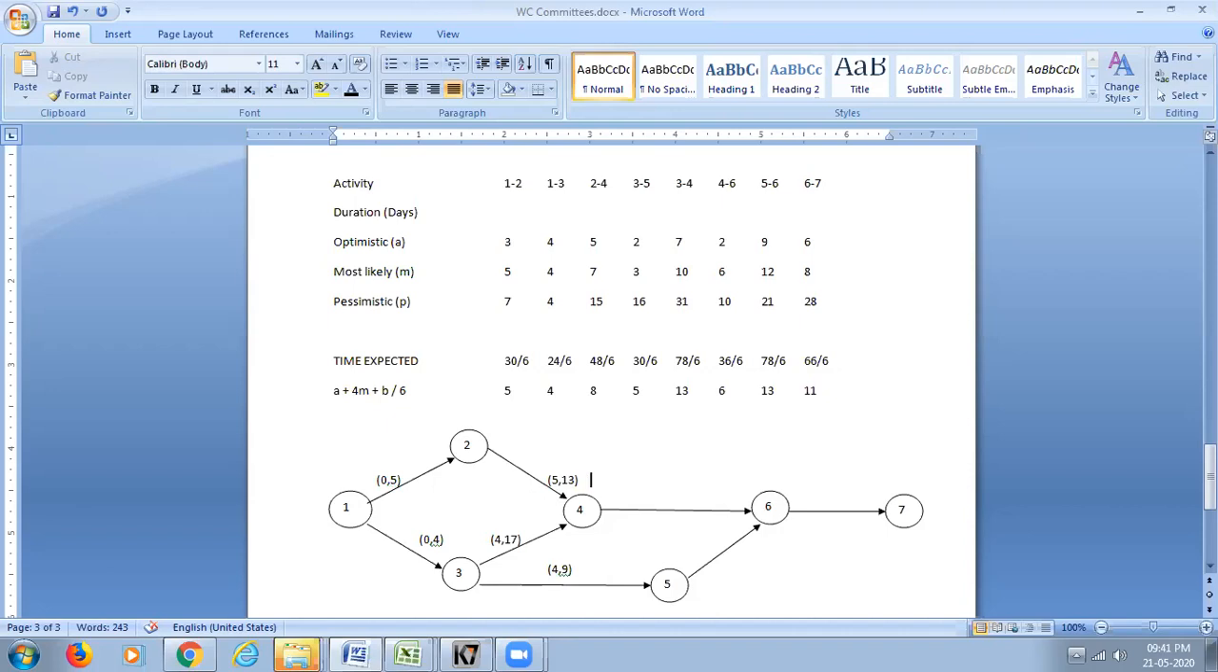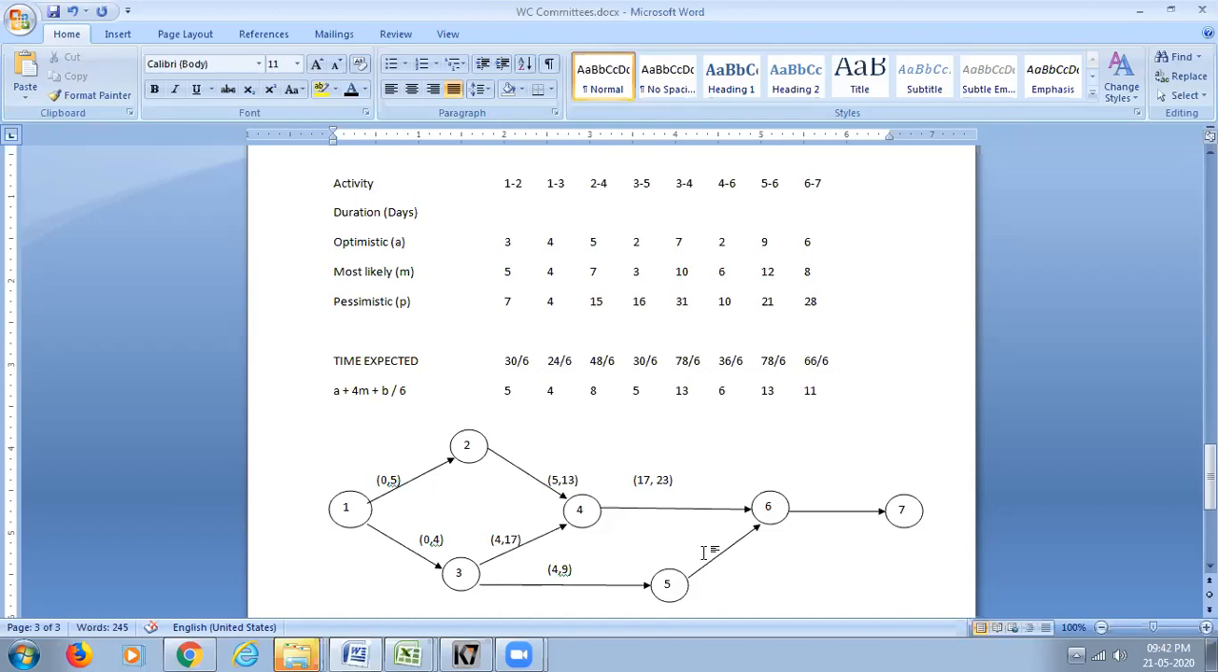Then 4 to 6 is going to be somewhere around 6 days. So once 2 to 4 and 3 to 4 are complete, then only I can start 4 to 6. This is 13 days for 2 to 4, 17 days for 3 to 4. So I can start only after 17. I can't start much earlier than that. 17 plus 6 is 23.